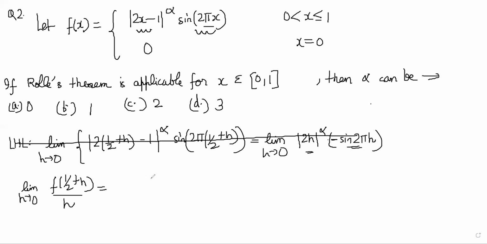So when you do f of half plus h, it becomes 2 into half plus h, so 1 plus 2h minus 1. So mod of 2h power alpha into sine of 2 pi into half plus h, that becomes minus sine 2 pi h. That is correct, no? Minus sine 2 pi h by h, right?